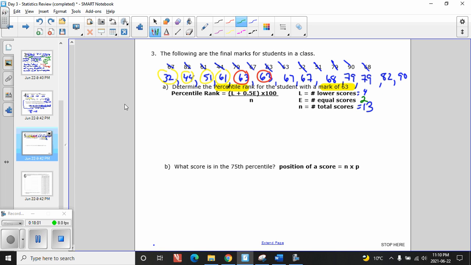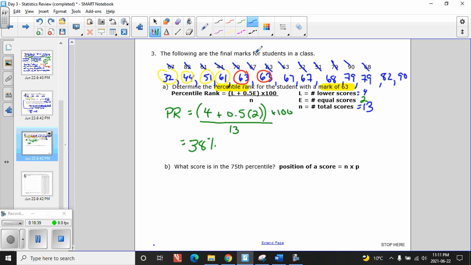Okay, so this is ready for the formula now. Percentile rank is equal to the number of lower scores, which is 4, plus 0.5 times the number of equal scores, which is 2. We'll find that and then multiply by 100 and divide by n, which is 13. So all of this, if you carefully get it in your calculator, should give a result of 38% for a score of 63. They would be in the 38th percentile.